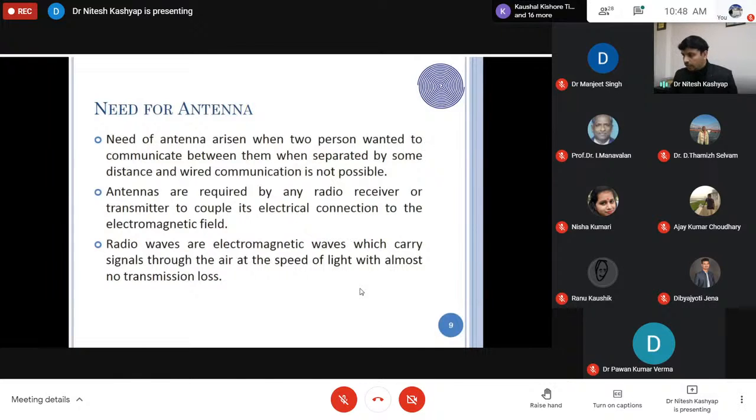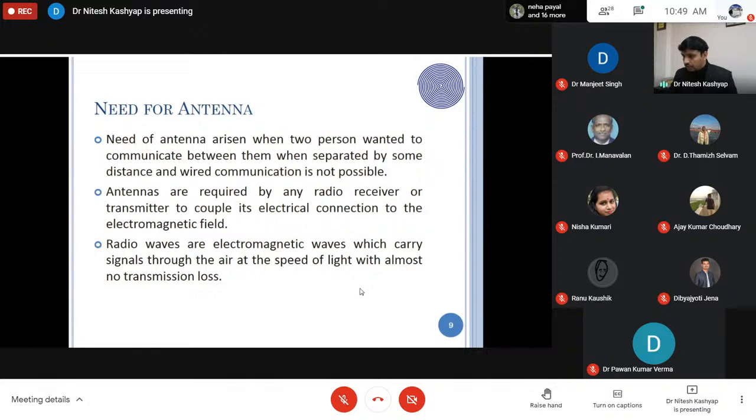What is the need of antenna? As I told you already, the need of antenna arises when two persons want to communicate between them while separated by some distance, and wired communication is not possible. So the first thing is this. Second is, antennas are required by any radio receiver or transmitter to couple its electrical connection to the electromagnetic field.